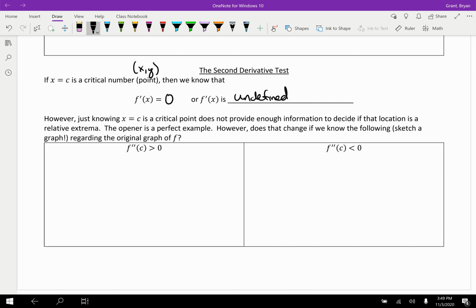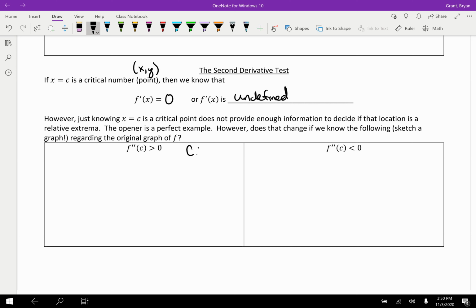And as we saw up above, knowing x equals c as a critical point does not provide enough information to decide if that location is a relative extrema. But does that change if we know something about the second derivative, connecting everything we've done so far? Well, for example, let's say that c, which is our critical point, that's what made our derivative 0 or undefined. Let's say that c is part of a graph where f double prime is greater than 0.